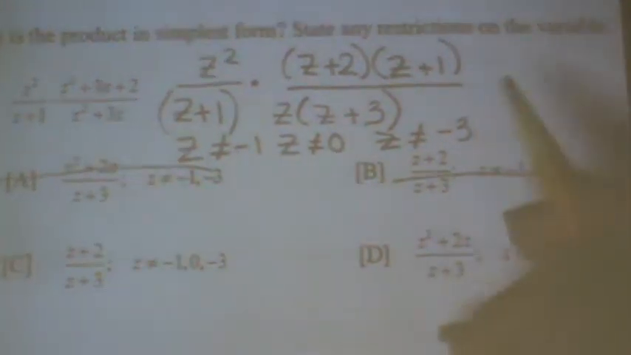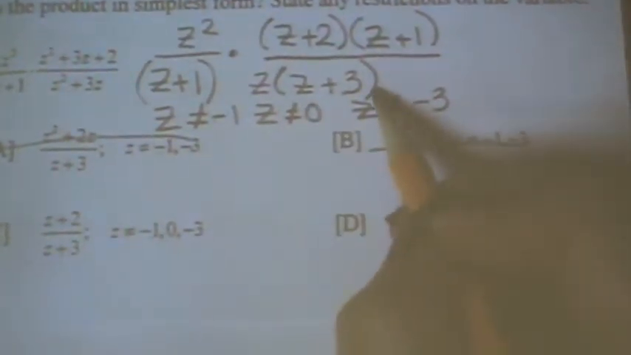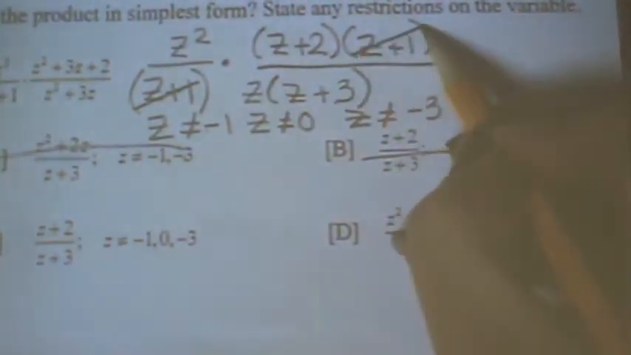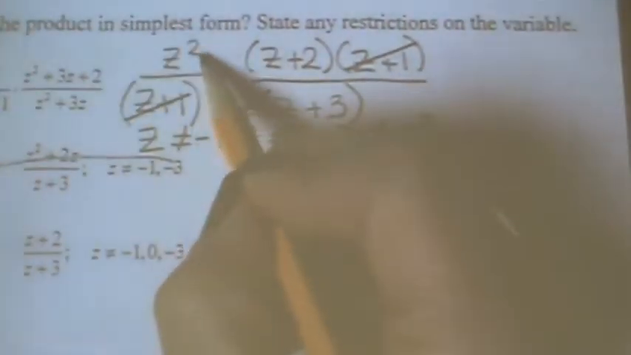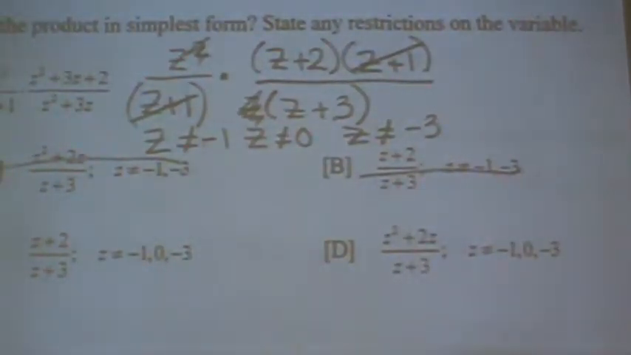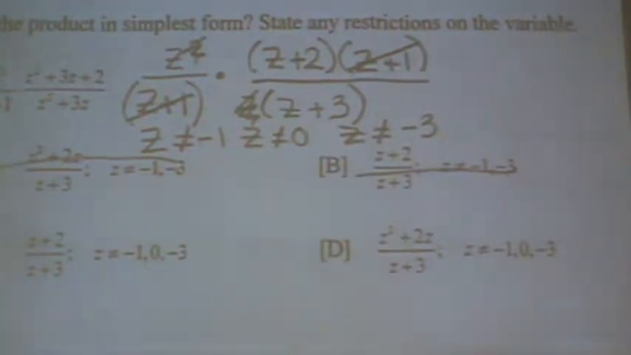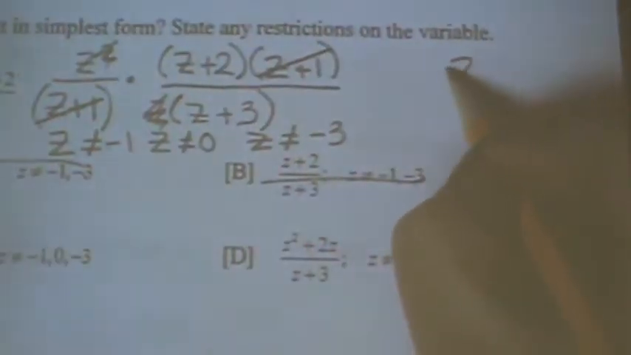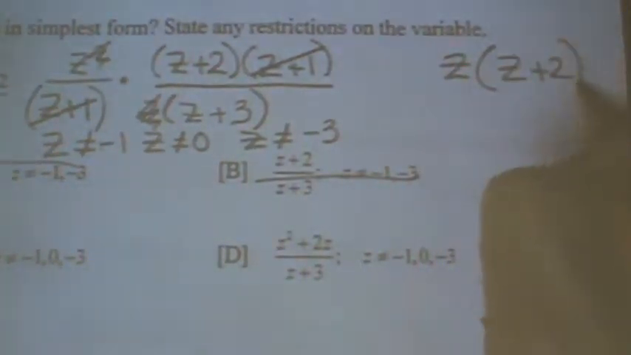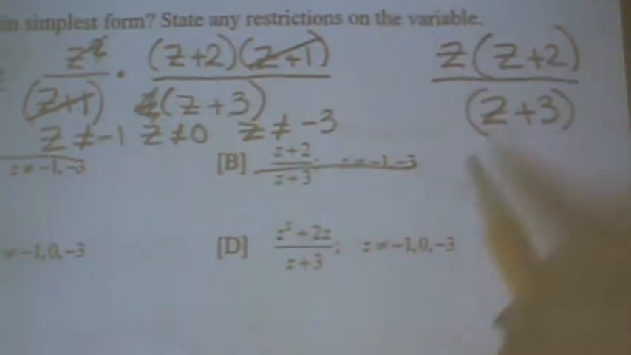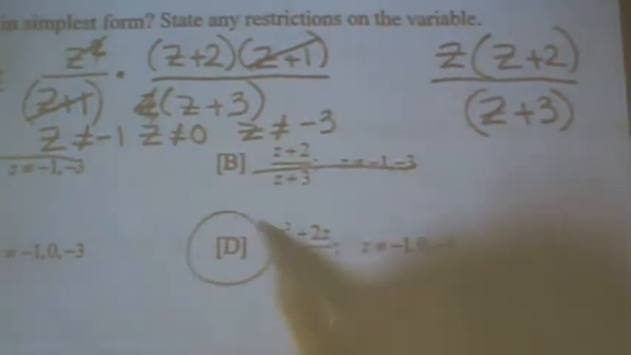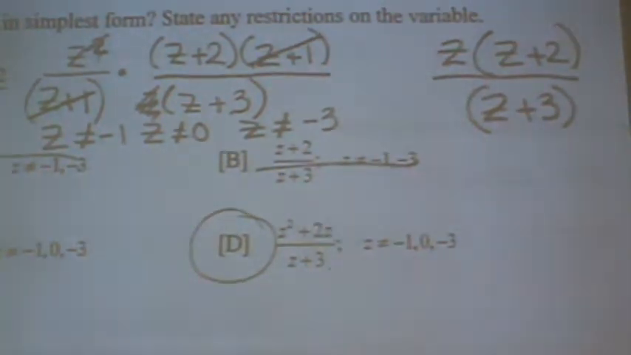So now let's do our canceling. What cancels? Well, I know the z plus 1's cancel. That's a match. And one of the z's here cancels with one of the z's here. And that looks about it. So the only thing left is a z going across. So we have a z left and a z plus 2 all over z plus 3. Which, if you were to distribute, you end up with this answer with these 3 restrictions. So D is the correct answer.